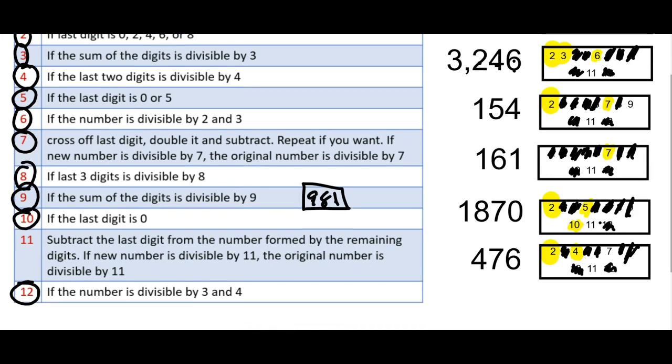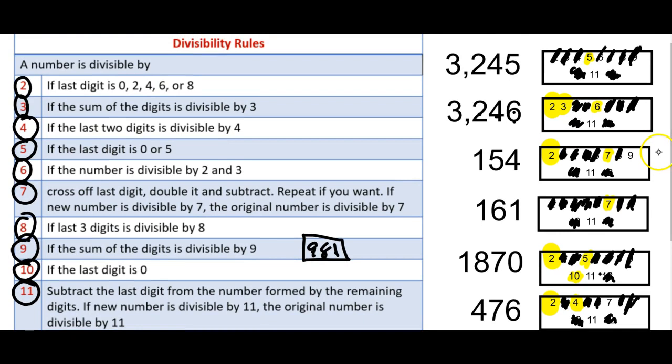The last one we have left is 11. So 11 is kind of weird like 7. It says subtract the last digit from the number formed by the remaining digits. If the new number is divisible by 11, the original number is divisible by 11. So just like with 7, I'm going to start with these smaller numbers first, and let's go through what that means. With 7, we would cross off the 4, double it, and subtract, and get, in that case, 7, so we knew 7 would be divided. We're kind of doing the same thing here, but we're just not going to double the number. So we're crossing off the 4, and then just subtracting 4 from it.